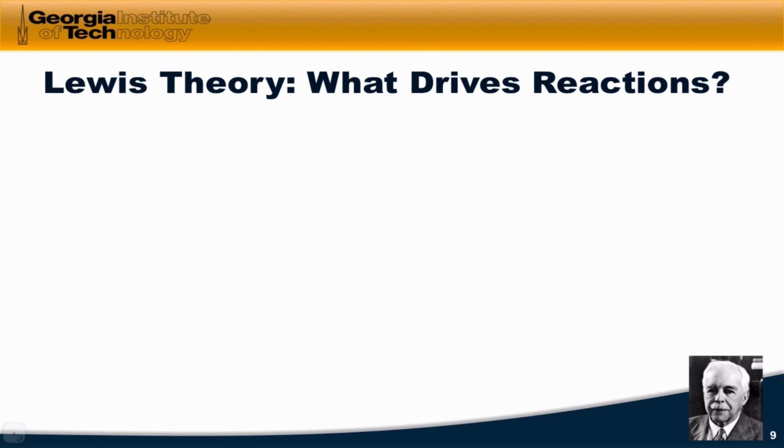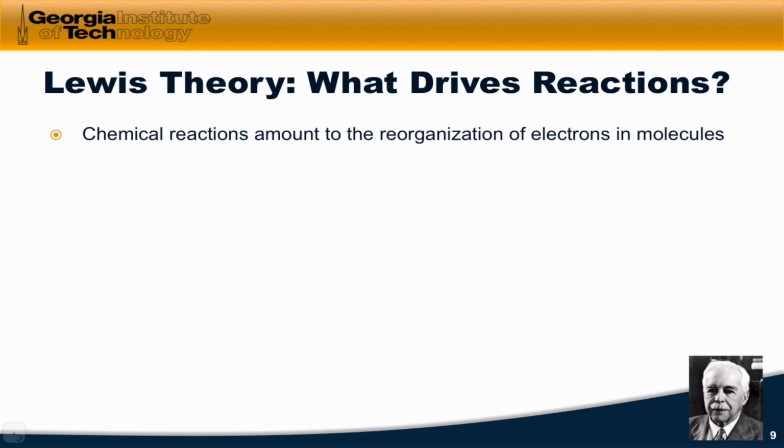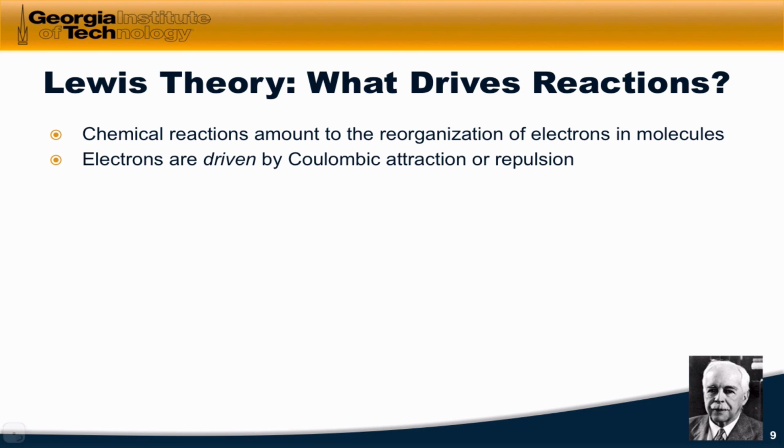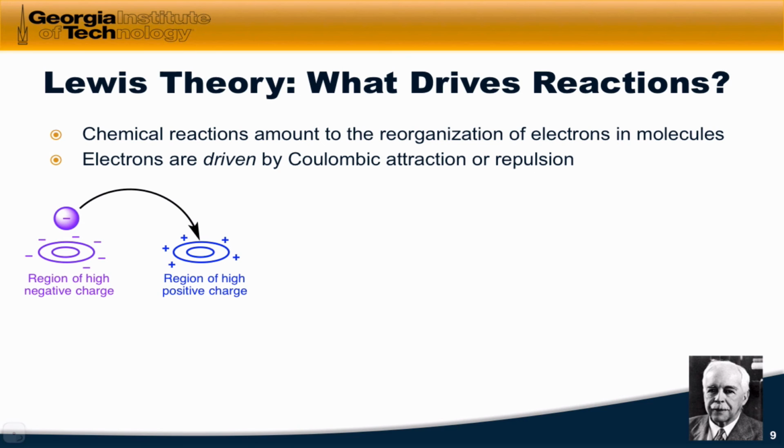Very briefly, the Lewis paradigm of acids and bases shifts the focus from the proton, a positively charged particle, to the electron, the negatively charged particle, which is grabbing the proton. Lewis's idea was that chemical reactions amount to the reorganization of electrons in molecules. We can think of electrons being driven, for example, by Coulombic attraction or repulsion. So if we really want to understand reactions on a deep level, we need to appreciate how electrons flow from regions of high negative charge to regions of high positive charge.